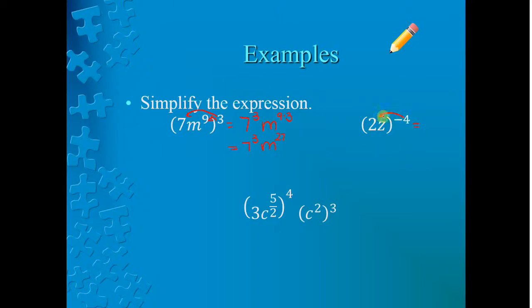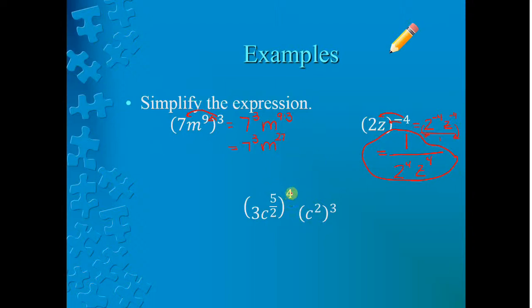Same on this one. Give that -4 to both of them. So I'm going to have 2 to the -4, z to the -4. Now remember, you can't have negative exponents. So we need to put those to the bottom. Right now they're over 1. We're going to move them both to the bottom. We get 2 to the 4th, z to the 4th. Don't forget about that. When you have a negative exponent, make sure you move things around. Otherwise, you will lose points for that. So be very, very careful.